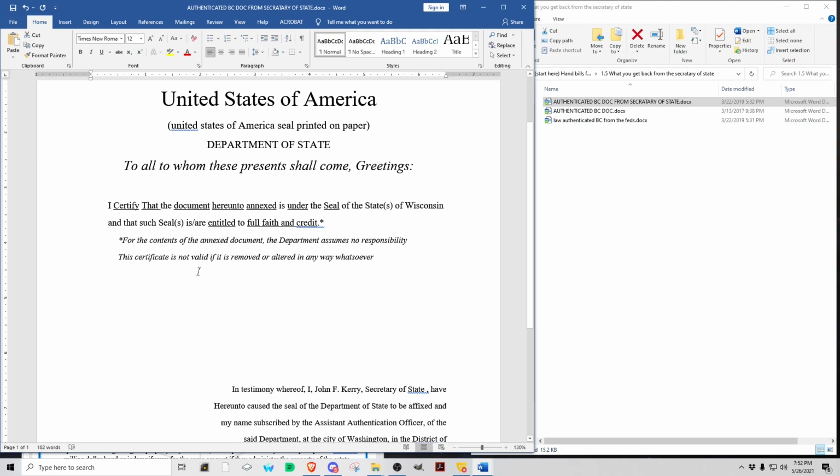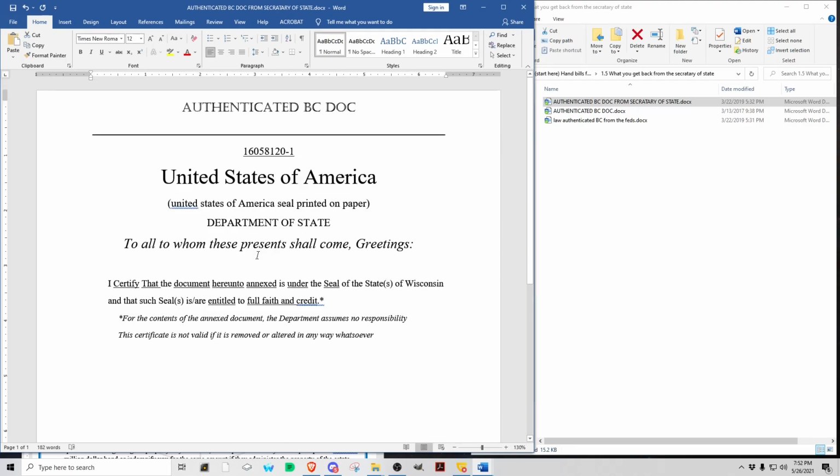For the contents of the annexed documents, the department assumes no responsibility. The certificate is not valid if it is removed or altered in any way whatsoever. Meaning, if you go to get your status docs recorded and they try to remove this authentication from the BC, meaning they tried, because it gets riveted to it. It's not like they just put a little piece of tape over it or give it back to you with a paper clip. They put a solid rivet through it so it cannot be detached from it.